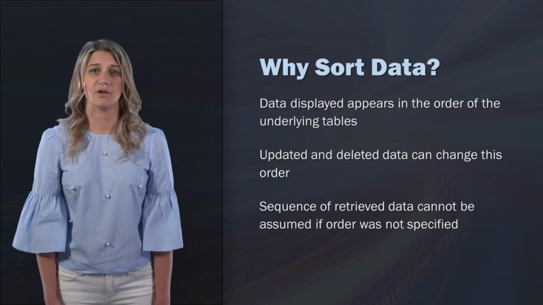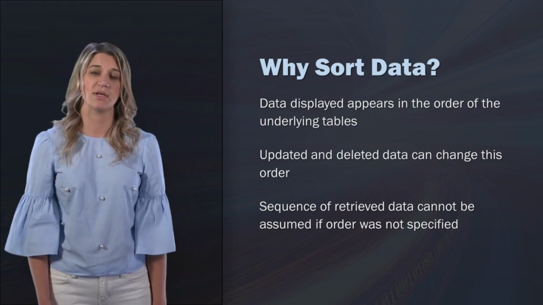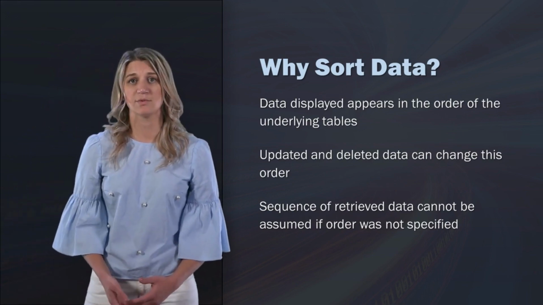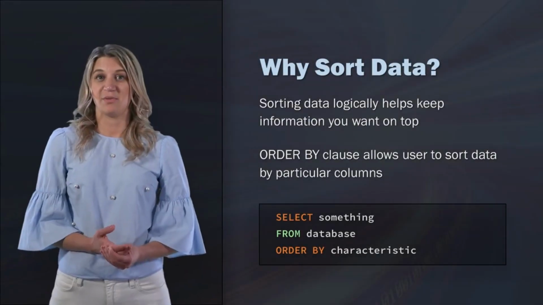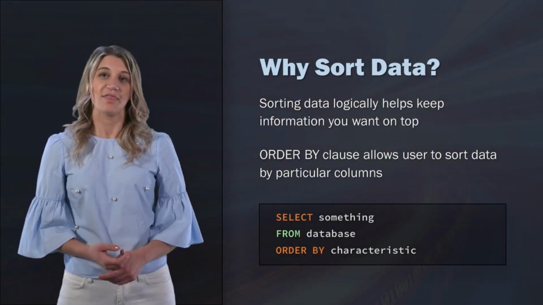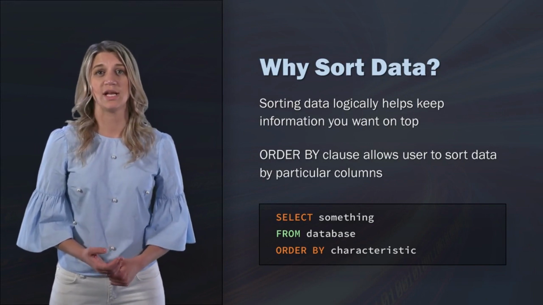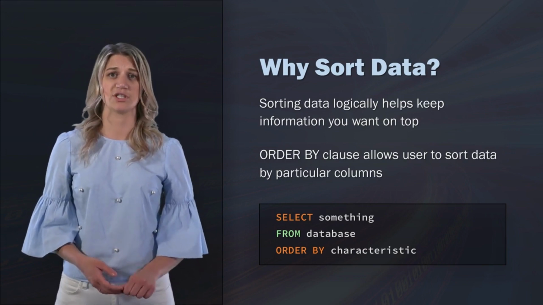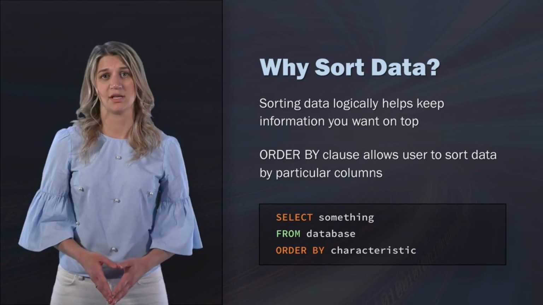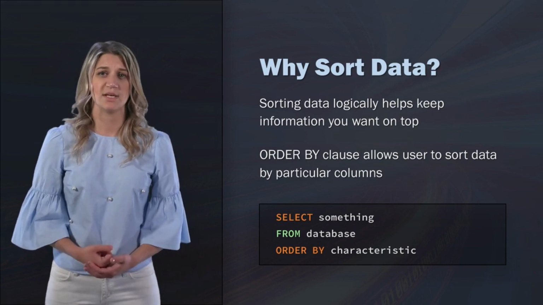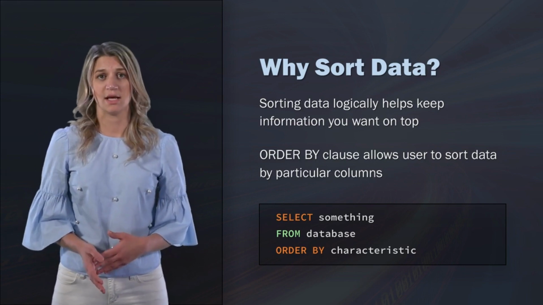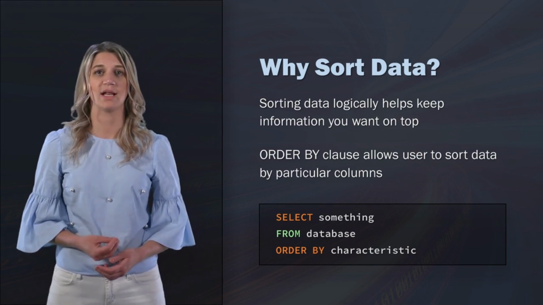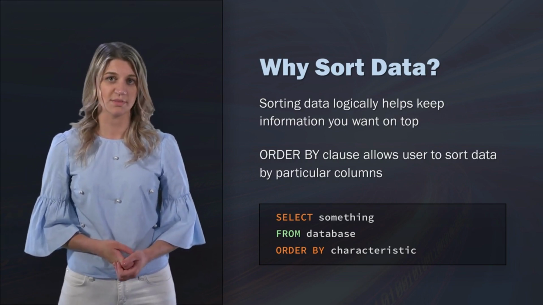So if you really want to look at your data in a particular order, it's always good to be specific about the order you want it to be in. The other thing is, a lot of times when you're looking at data, you're not going to be able to look at all the records. Sorting your data in a logical fashion can help you easily look at the information that you want on top. It's really helpful to be specific always about the data that you're retrieving, but also about how you want to do that. Order by allows us to sort data by particular columns.